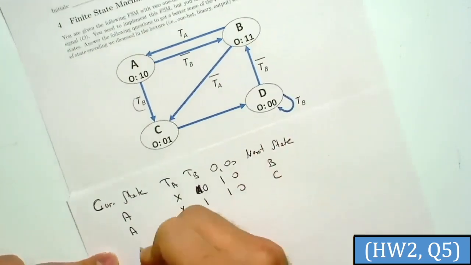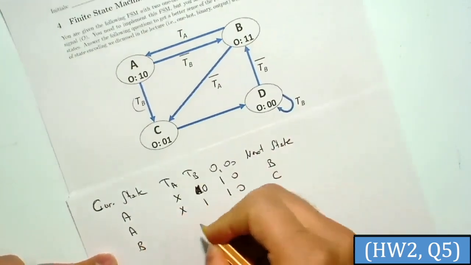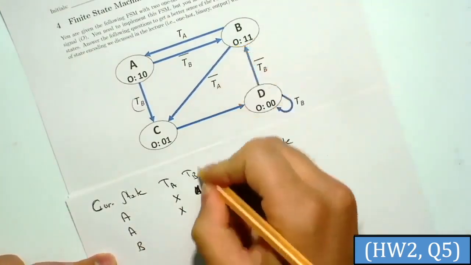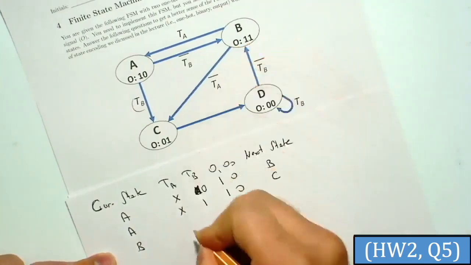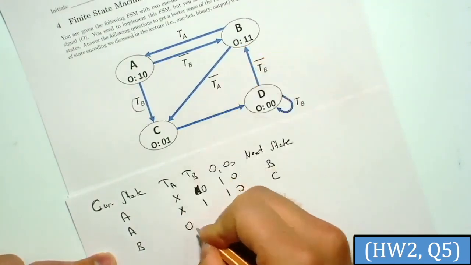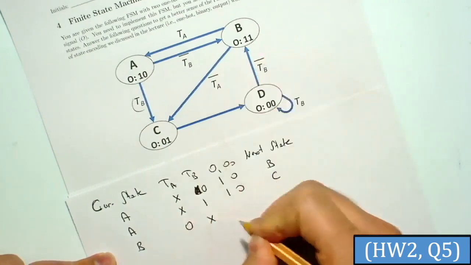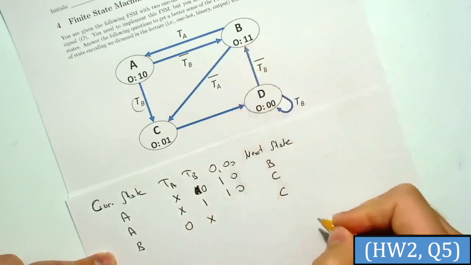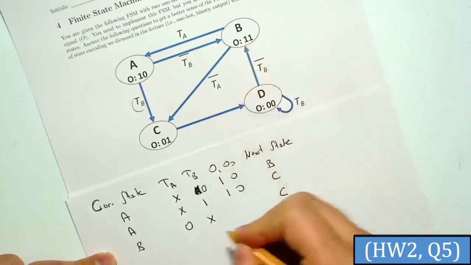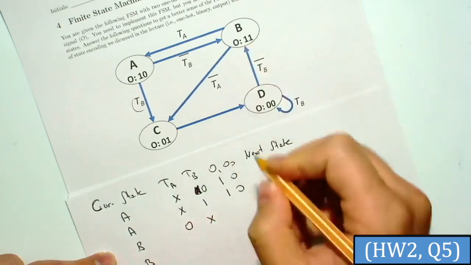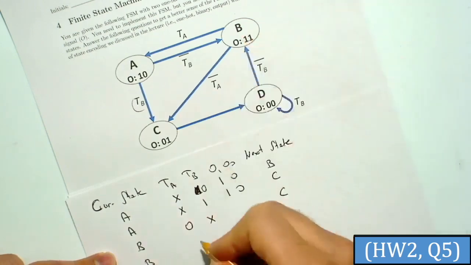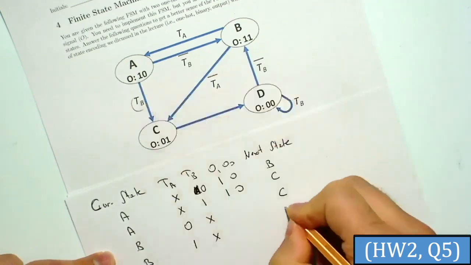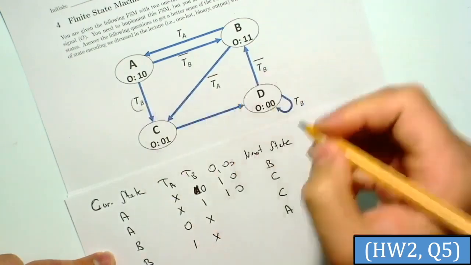For state B, if I have 0 for TA, then I'll visit C, and don't care for TB. For B again, if I have TA 1, don't care for TB, then I'll visit A. And the output will be 1, 1.